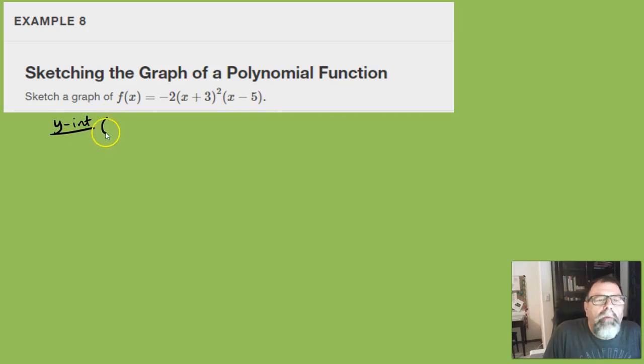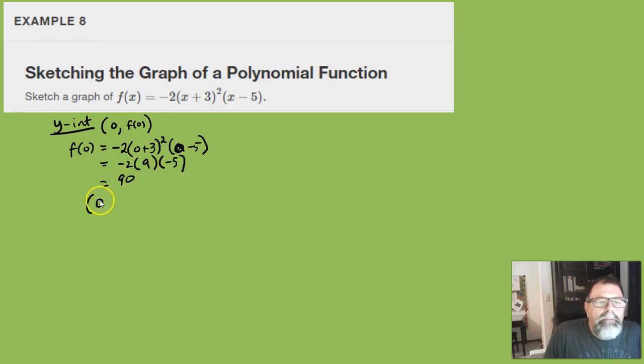So remember that y-intercept, you're putting in 0 for the x and solving it for y. So f of 0 is equal to negative 2 times 0 plus 3 squared times 0 minus 5, oops, that should be x minus 5. So we get negative 2 times 9 times negative 5, which is 90. So we get 0, 90.